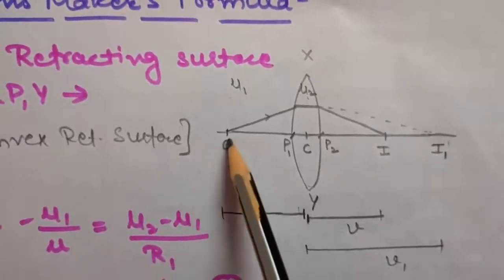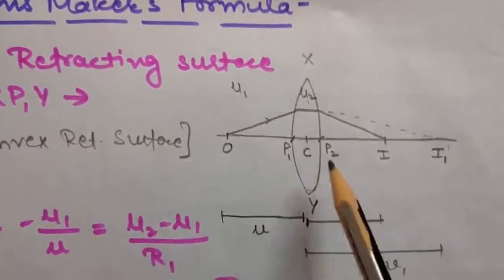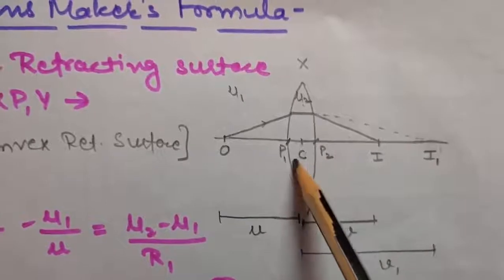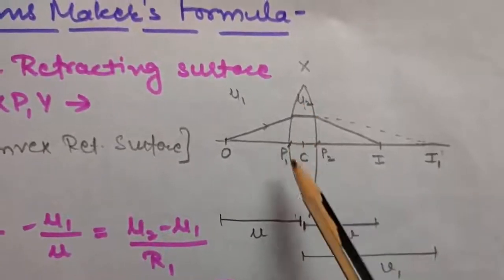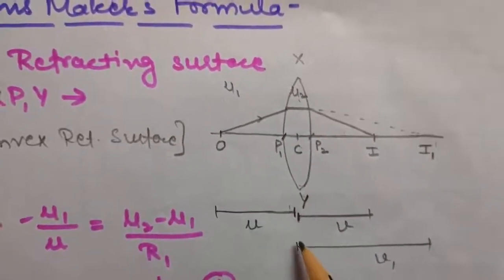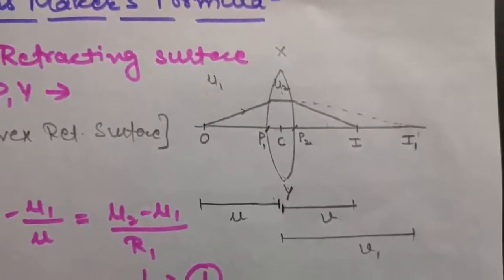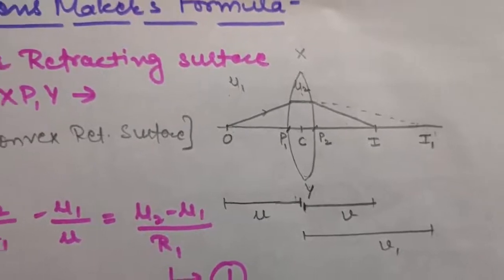One more thing here. This is the distance of object, that is u. This is the distance of your final image, that is v. And this is the distance of the image formed by the first surface. We are denoting it by v1. I hope now this diagram is clear. Now let us use the various formulas.